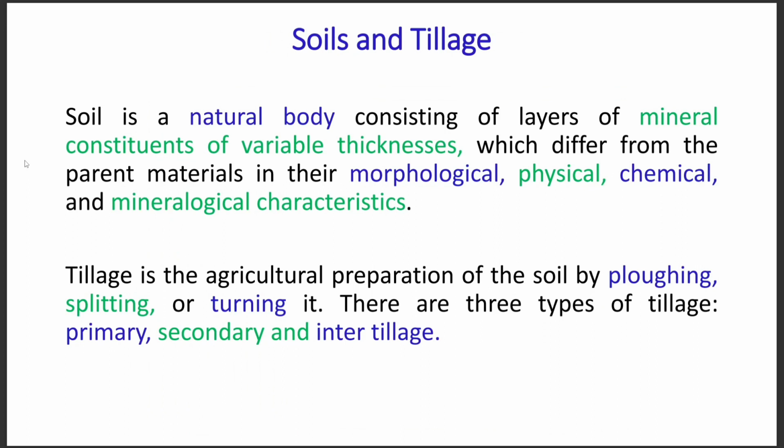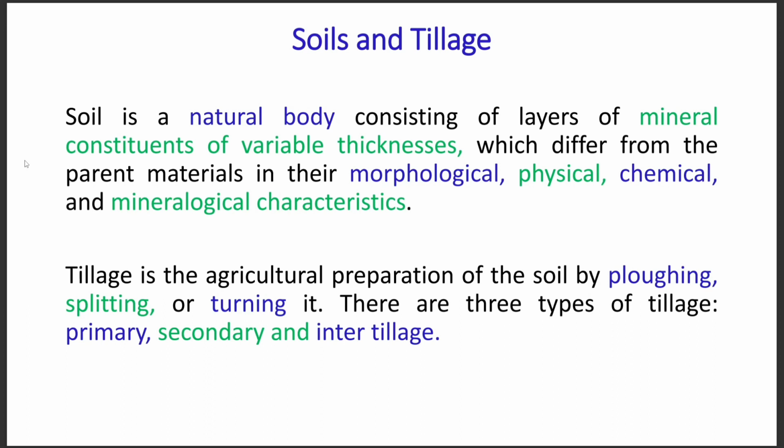Then we have to know what soil is and what tillage is. Soil is a medium, or you can say a natural body present on the earth surface, having some layers of minerals, and it is variable in thickness. Somewhere the nitrogen percentage is more, somewhere phosphorus percentage is more, somewhere organic matter is more. So that could differ, and depending upon the parent material, mainly how the soil is formed, we can get different properties like morphological, physical, chemical, mineralogical and biological properties. All those properties or characteristics will be different according to the parent material.